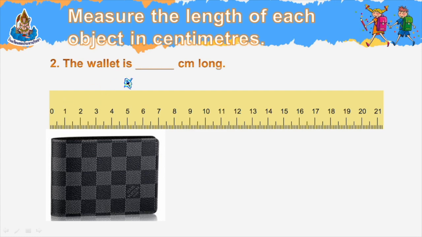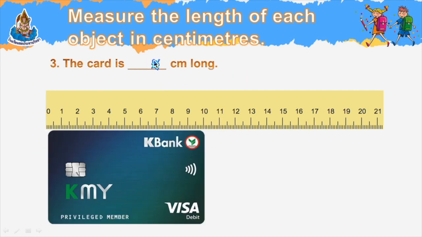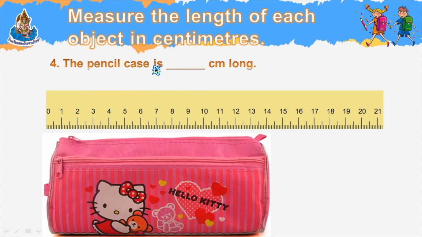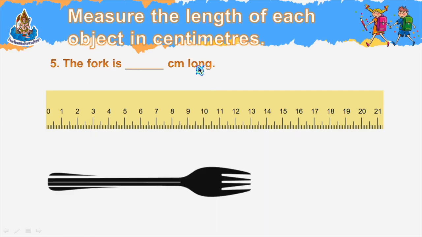And number 2, how about this one? The wallet is blank centimeters long. How long is this wallet? Write it there. Number 3, the card is, write your answer over there. How long is that? And how about this one? This is a pencil case. Measure it. How long is it? Put it there. And lastly, the fork. This is a fork. The fork is blank centimeters long. So write it here. Okay, so there you go then.